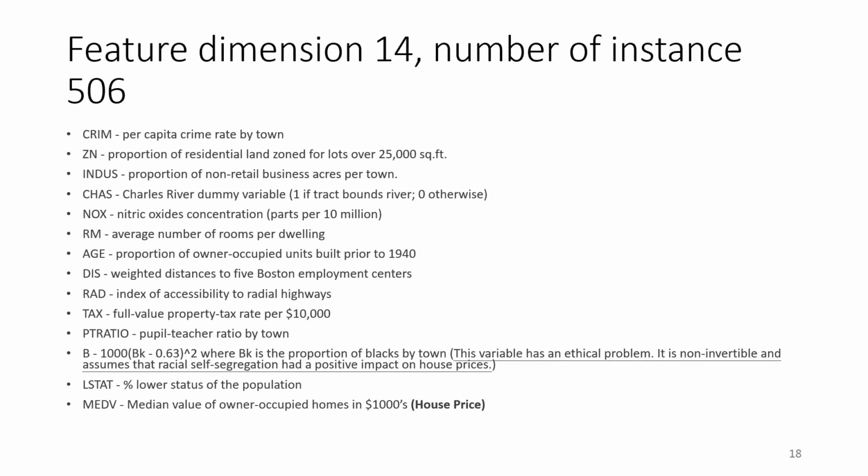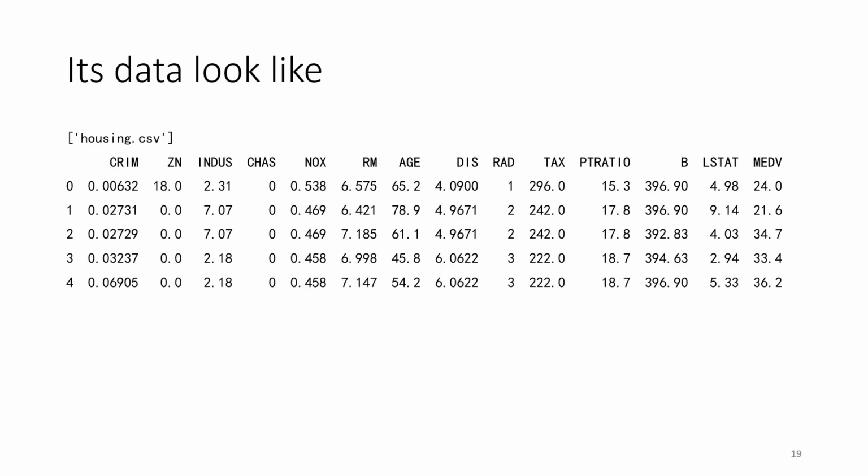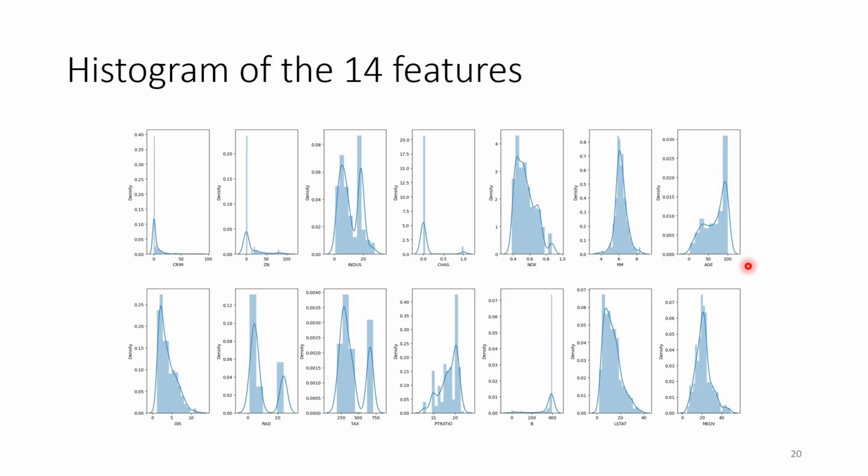And let's take a look at the values of the dataset. If I just show the first 5 instances, you can see those values. And the price is the last one, MEDV, the median value. And if I use some visualization tool, say Seaborn, to draw those features, it will look nice. Each feature has its own distribution.